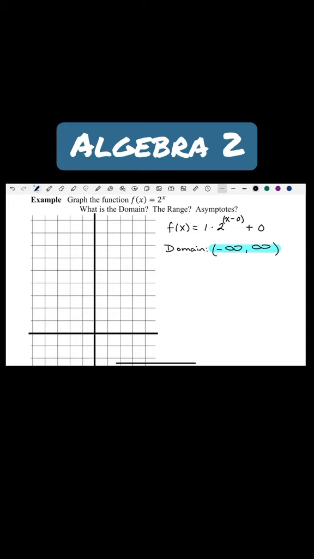Next, it's asking for the range, but we're actually going to find the horizontal asymptote first, right? Because we just talked about the horizontal asymptote is going to determine a lot of information for us. So do you have a number being added or subtracted on the end? 0. So we would have y equals 0 as the horizontal asymptote. Go ahead and take your highlighter and let's highlight on the graph our horizontal asymptote.